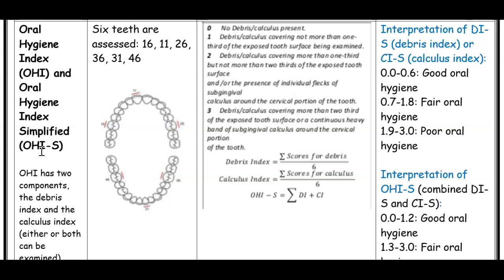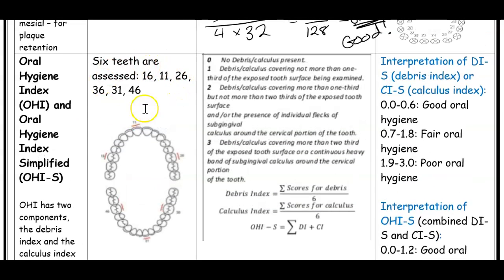So let's do some examples here. What you do is you look at 6 teeth, and these 6 teeth are not the Ramfjord teeth. They're a little different from the Ramfjord teeth. They're outlined over here. And when you look at these 6 teeth, again, you give them a score from 0 to 3. If they have no debris or no calculus, you give them a score of 0. If they have lots, then you give them a score of 3.